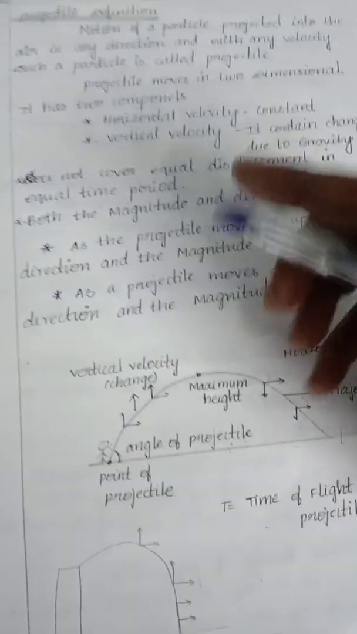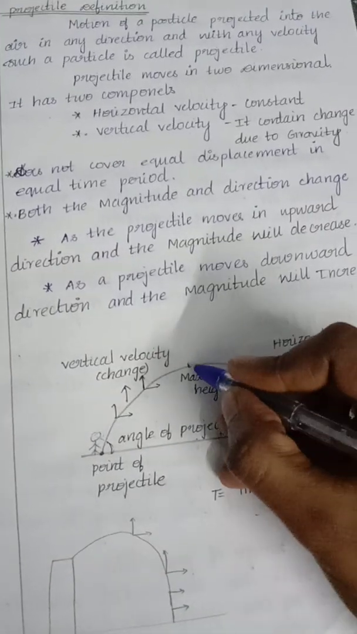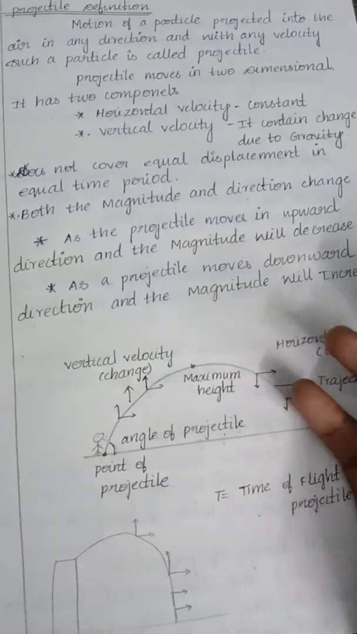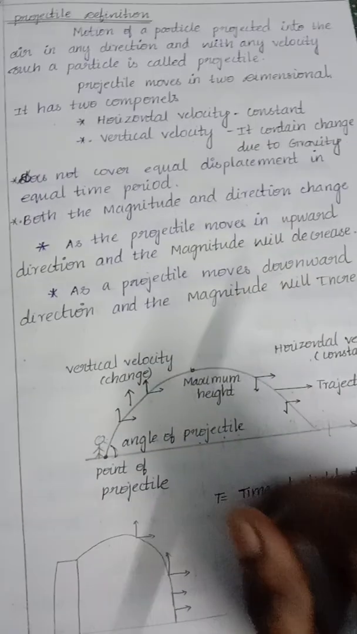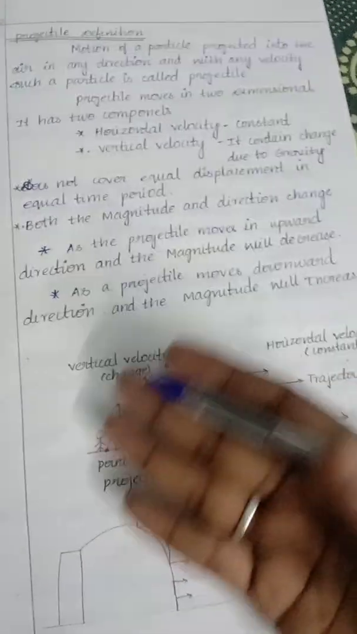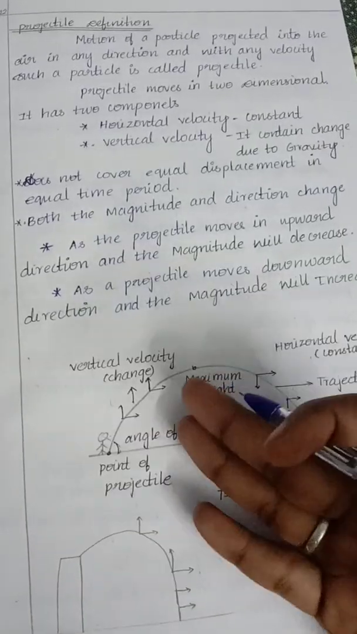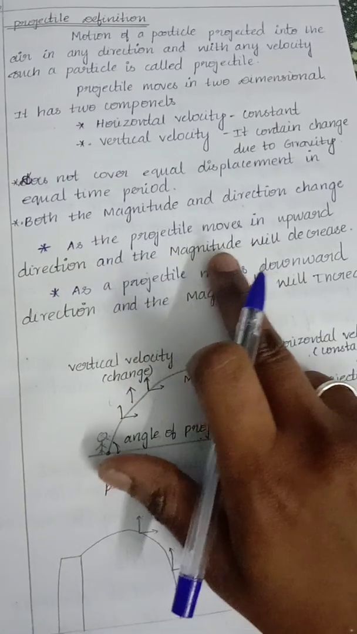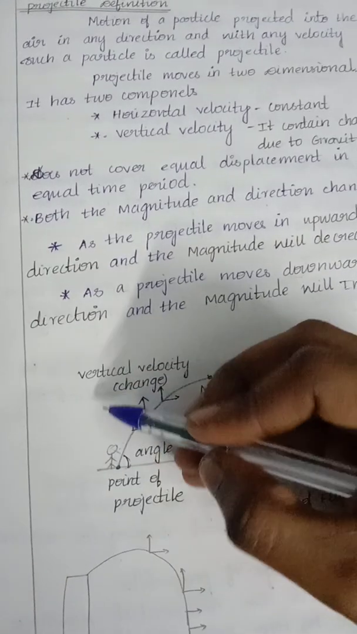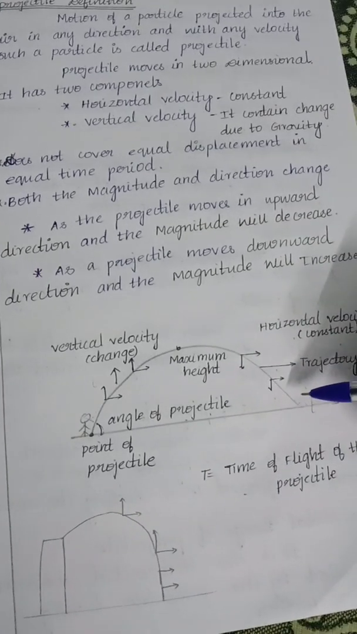While throwing a stone from here to here, the total distance from this to this, the maximum height and the total distance are not necessarily equal. Both the magnitude and direction change. So it contains different directions. It goes through this path and comes down this path, so its direction and magnitude change. As the projectile moves in the upward direction, the magnitude decreases, and when the projectile moves in the downward direction, the magnitude increases.